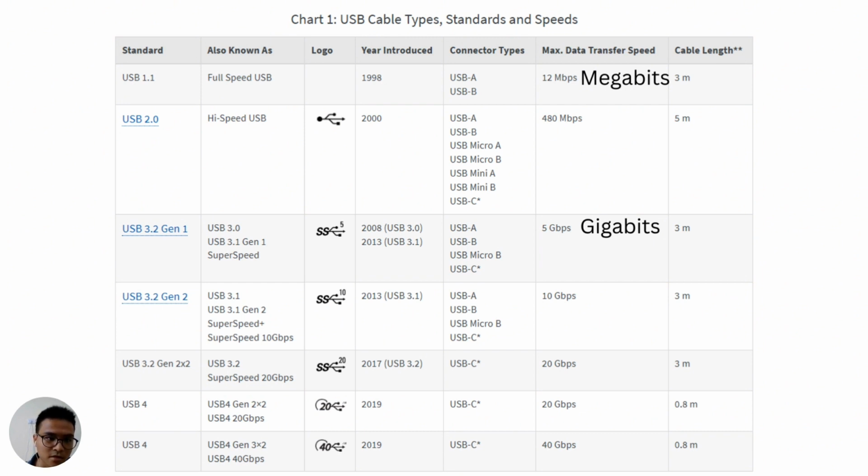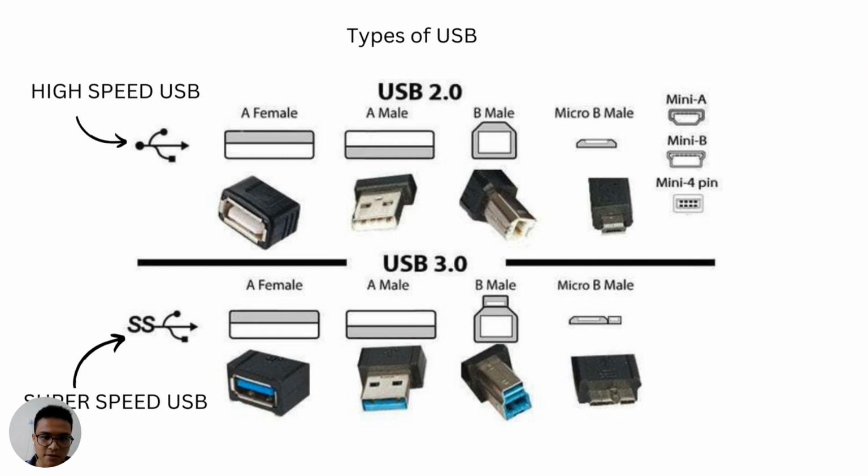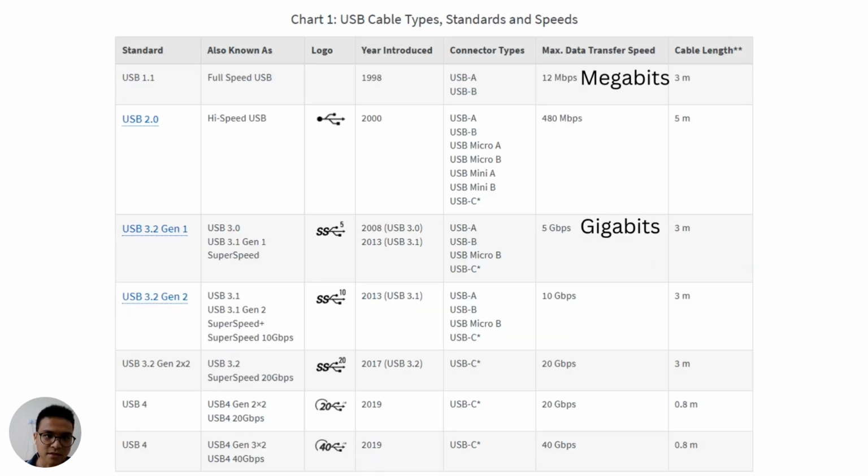And the second, USB 2.0, is also known as high-speed USB, and its logo is this. It was introduced in the year 2000, and its connector types are USB-A, USB-B, USB micro A, USB micro B, USB mini A, USB mini B, and USB-C. Its max data transfer speed is 480 megabits per second, and its cable length is 5 meters.